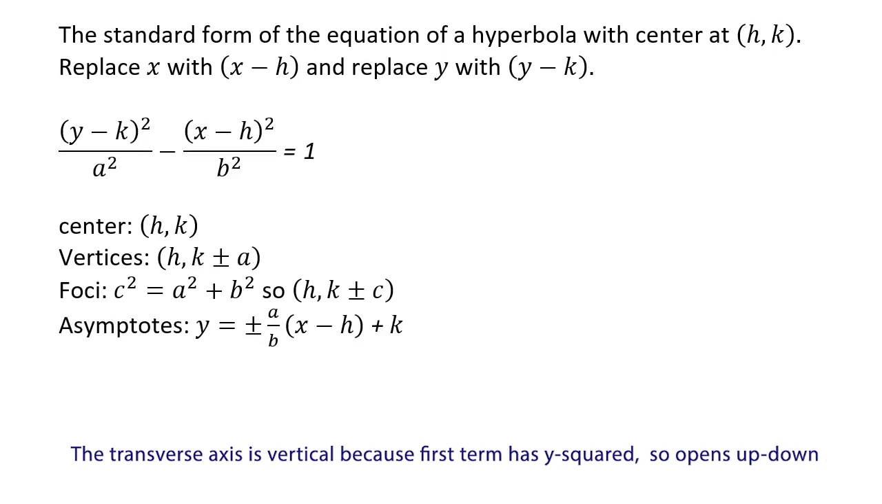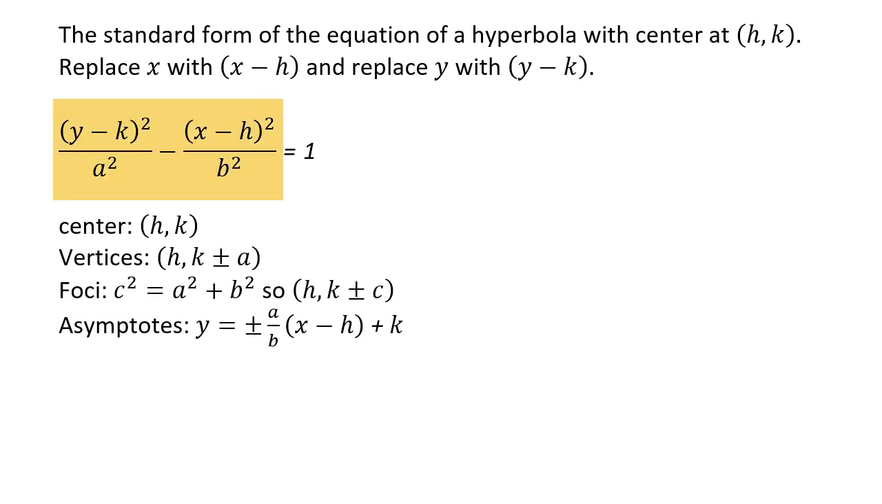Now we'll consider the case where the transverse axis is vertical because the y squared term is first, so the hyperbola opens up and down. The equation is (y minus k) squared divided by a squared minus (x minus h) squared divided by b squared equals 1. The center is (h, k), and the vertices are h and then k plus or minus a. For the foci, c squared equals a squared plus b squared, so the foci points are x is h and y is k plus or minus c, and the asymptotes this time are y equals plus or minus a over b times (x minus h), plus k.